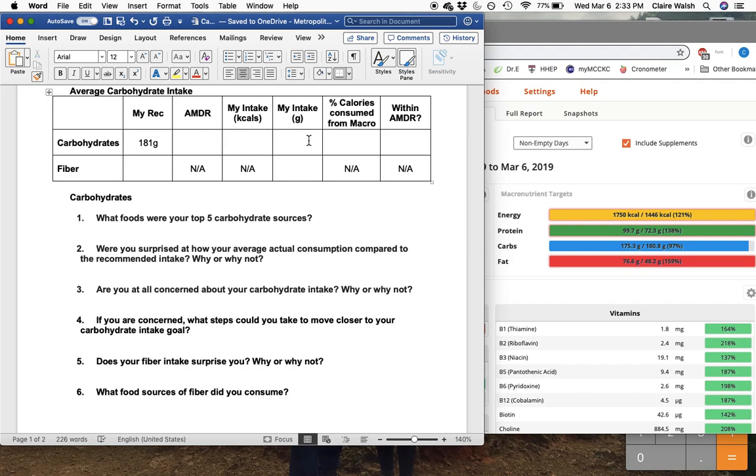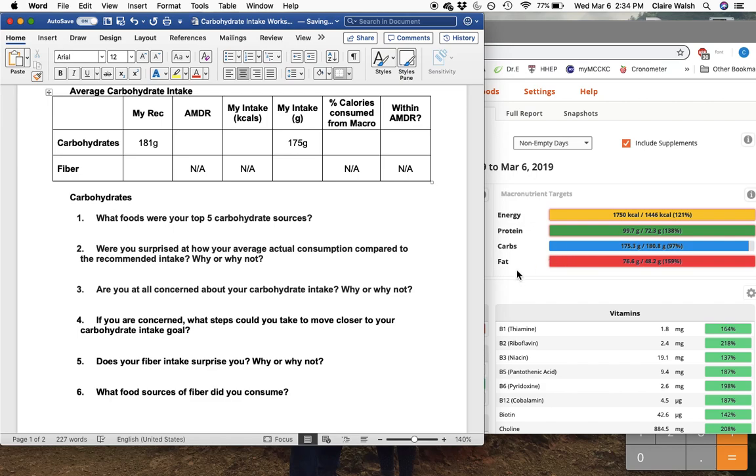Then first I'm going to enter my intake in grams. So I'm going to go back over to this blue macronutrient target bar, and I'm going to look at this first number, 175.3. 0.3 grams of carbohydrate is not important. I'm just going to go ahead and put 175 grams of carbohydrate.